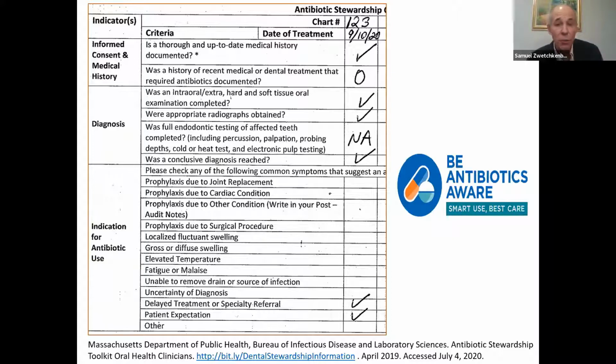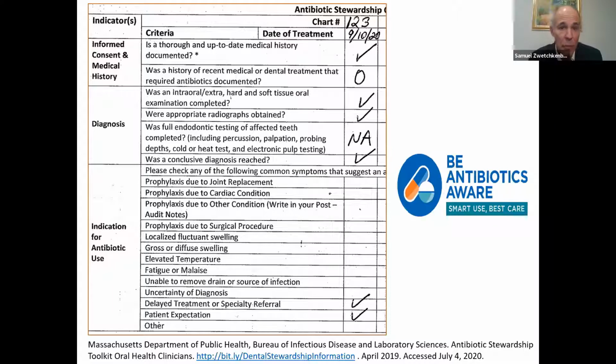So I'm just using this as an example. You would go through: did you do an up-to-date medical history? Yes. Was a history of recent medical or dental treatment that required antibiotics documented? Well, that's something maybe we don't always ask. We don't always ask about any other treatment for which somebody may have taken antibiotics.